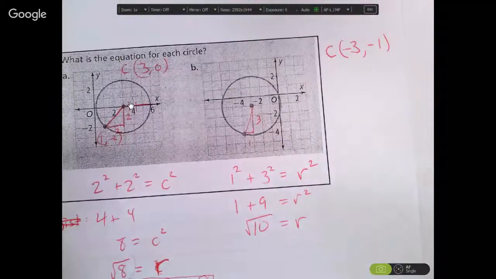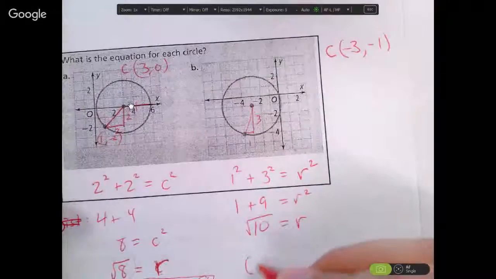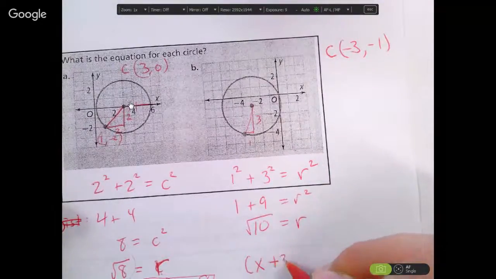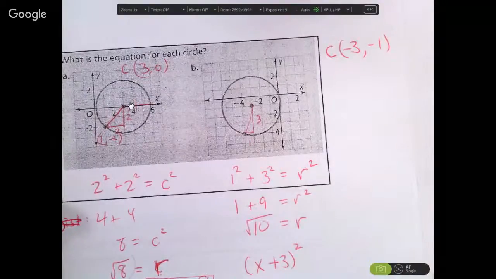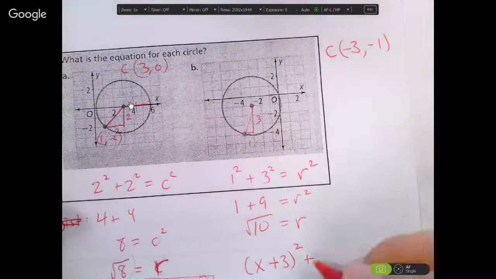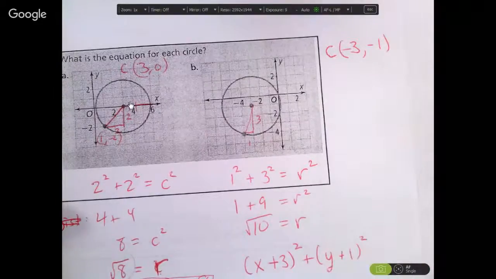So somebody tell me the equation of this circle. X minus something squared. No, it's x plus 3, but the thing says it's negative with a minus symbol. -3. Minus -3 is plus 3. Okay, you don't have to yell at her, she'll figure it out. Keep going. Plus y plus 1 squared, which equals 10.